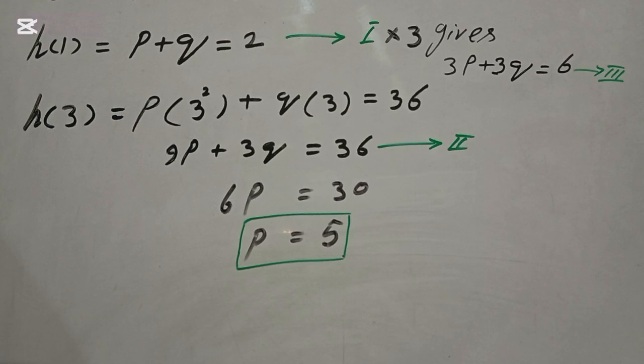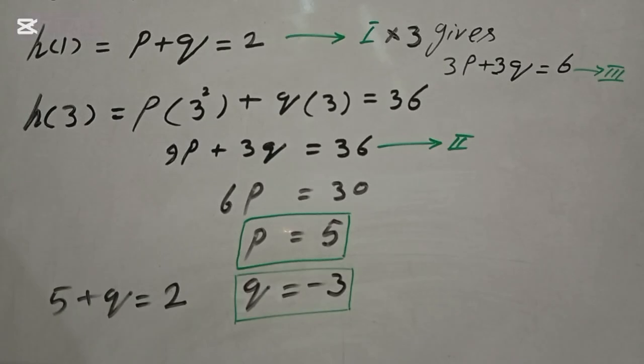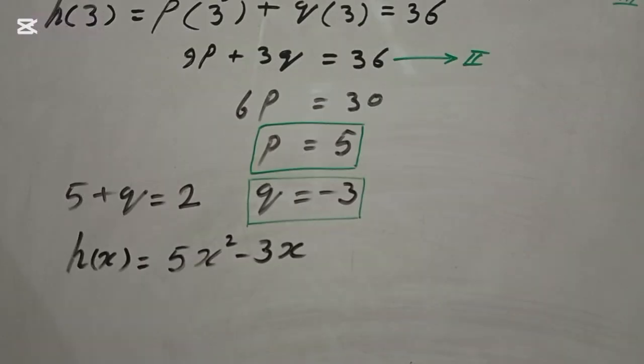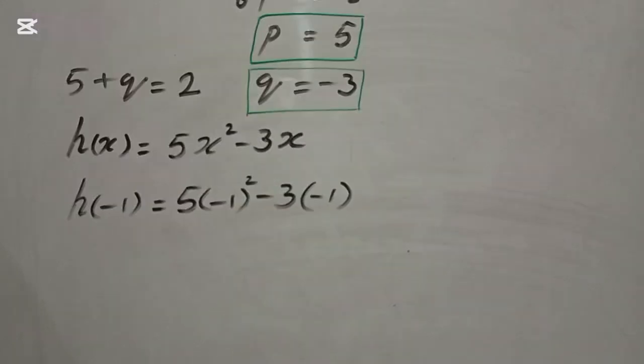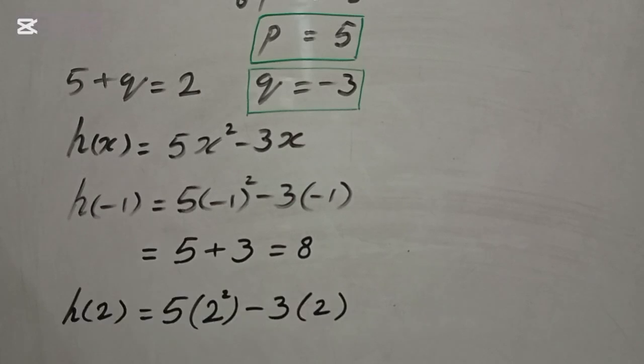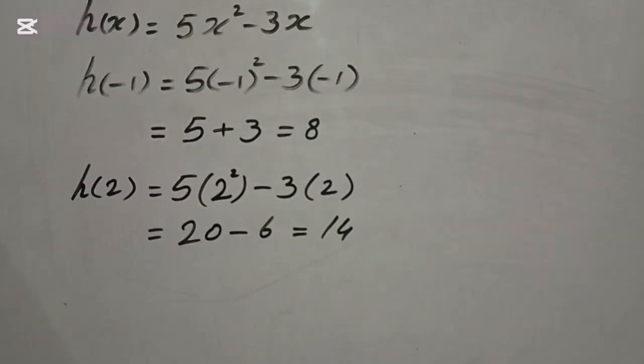Now putting this value of p in equation number 1, this way q equal to minus 3. Now putting these values in the given function, this way function becomes h(x) equal to 5x square minus 3x. Now h at minus 1 results 8. Now to find out h at 2 results 14.